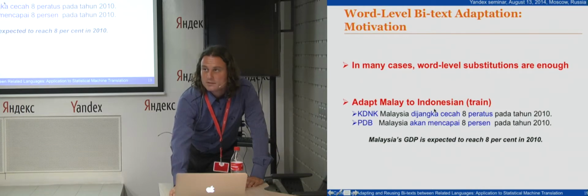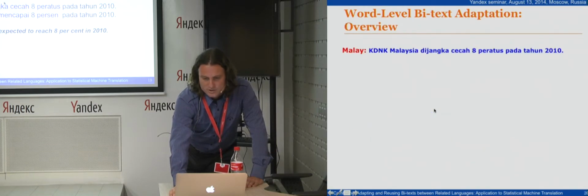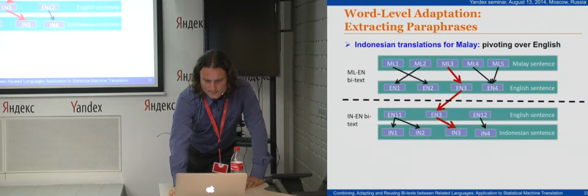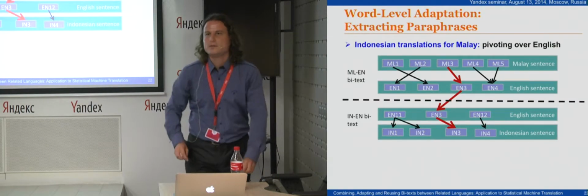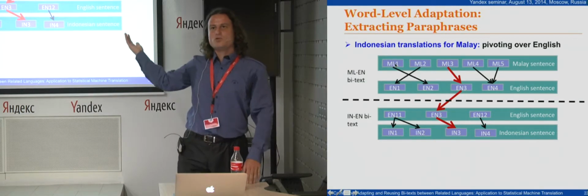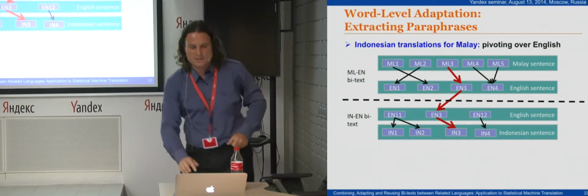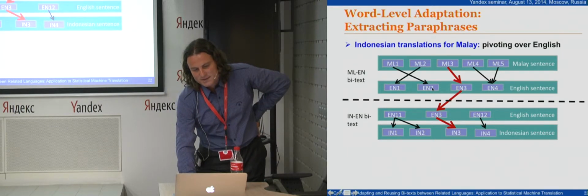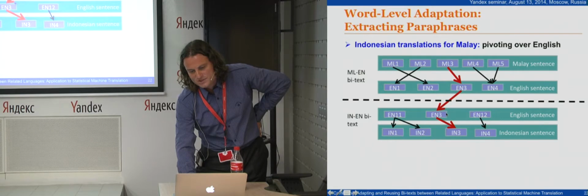So where are these options coming from for those Malay words that are not quite Indonesian? We can do word-level pivoting. This is a popular technique. So the idea is, you look at the Malay English bitext, and over there you generate automatic word alignments with the IBM models they have shown you. You have an English sentence here, and you have correspondence between the words. This Malay word is translated as this English word. And then you look at the Indonesian English bitext, and you see that this same English word is translated with some other Indonesian word.